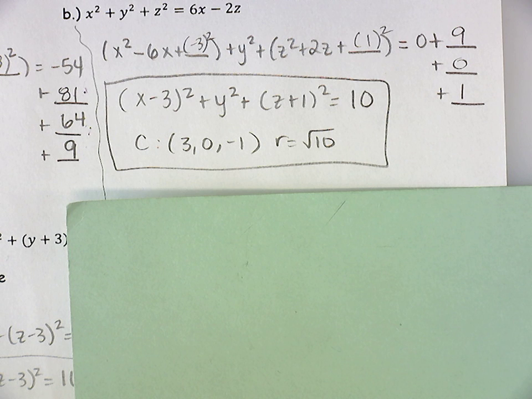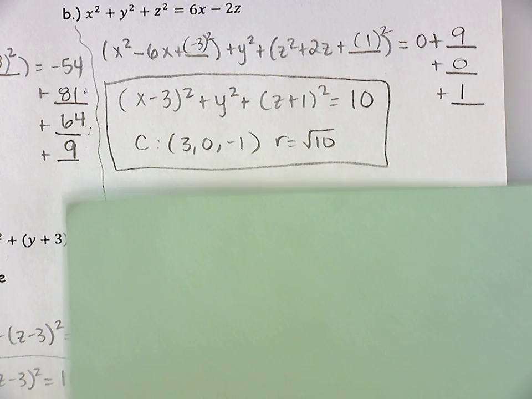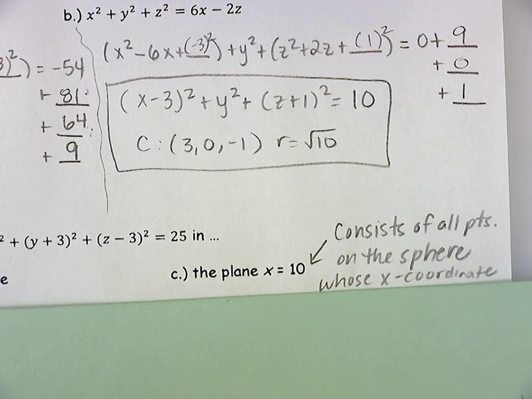What questions do you guys have for me on this one? We're good? Okay, then let's go to example 4. Okay, and reading through example 4, Emily, what does it say we're trying to find?